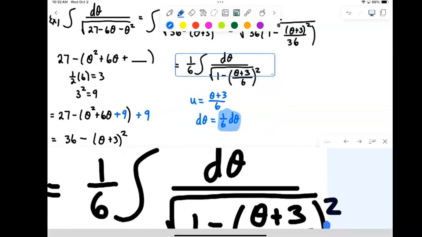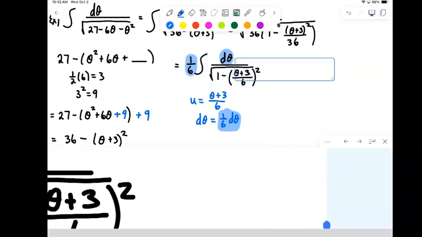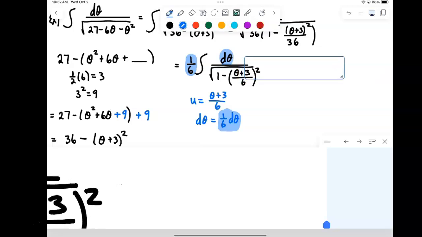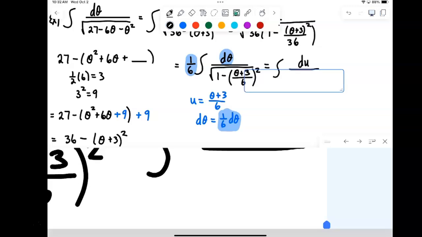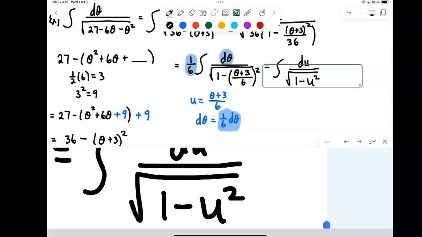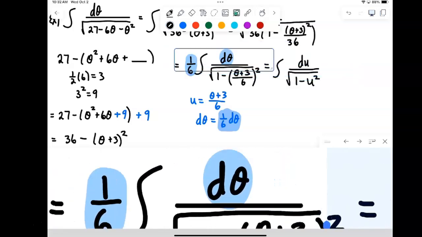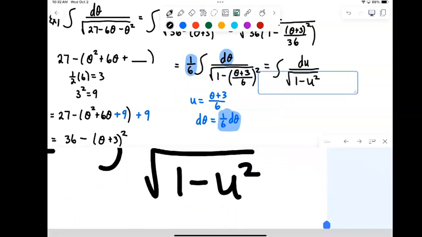But as we look at what we have here, I actually have a 1/6 hiding outside already. So instead of creating a new one, I'm just going to absorb that in and put it with the d theta, so that we have everything we need to carry the substitution through over to u. All right, so doing that, this will become the integral of du over the square root of 1 minus u squared. So 1/6 d theta gets absorbed, and theta plus 3 over 6 becomes u.